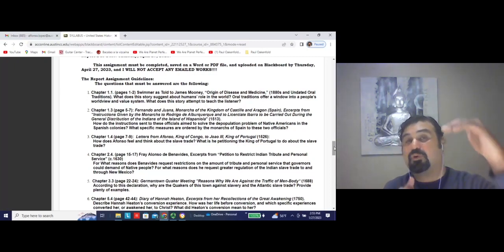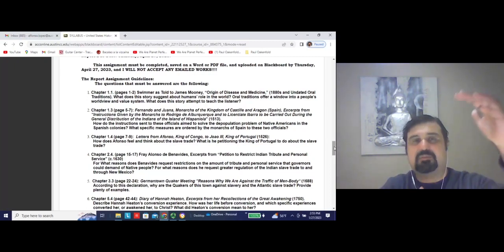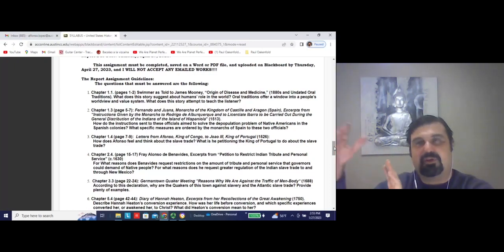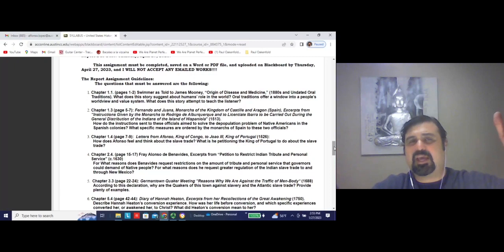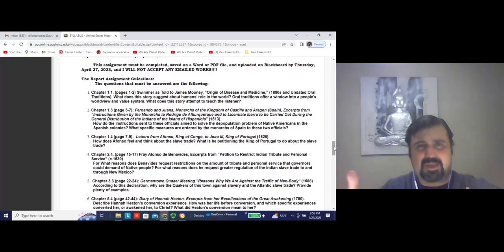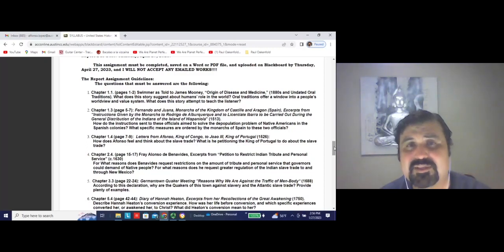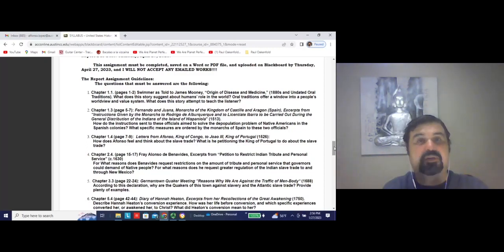So the answers for each document, not for each question, but the answers for each document must be 1 page in length, double space. So there are 10 documents that you need to read and address questions of. At the end of the day, you end up with a 10-page report. A 10-page report, double space, needs a cover page, and this is due April 27th. You have the whole semester to complete it and upload it on Blackboard.